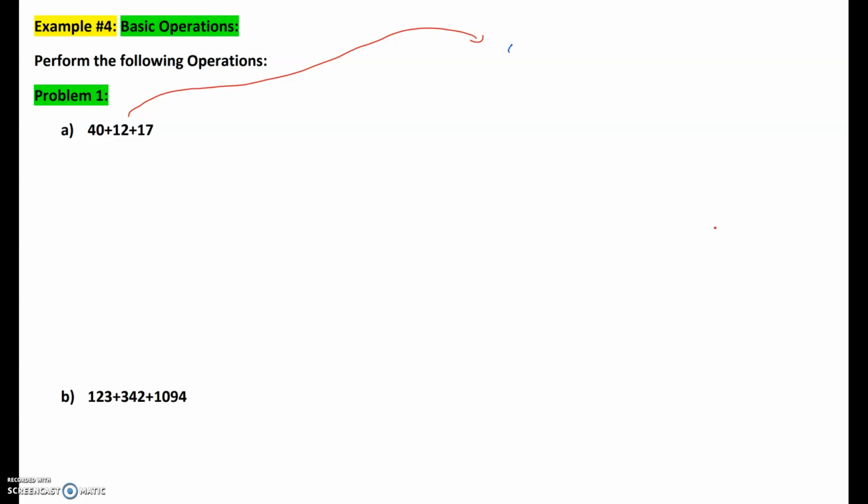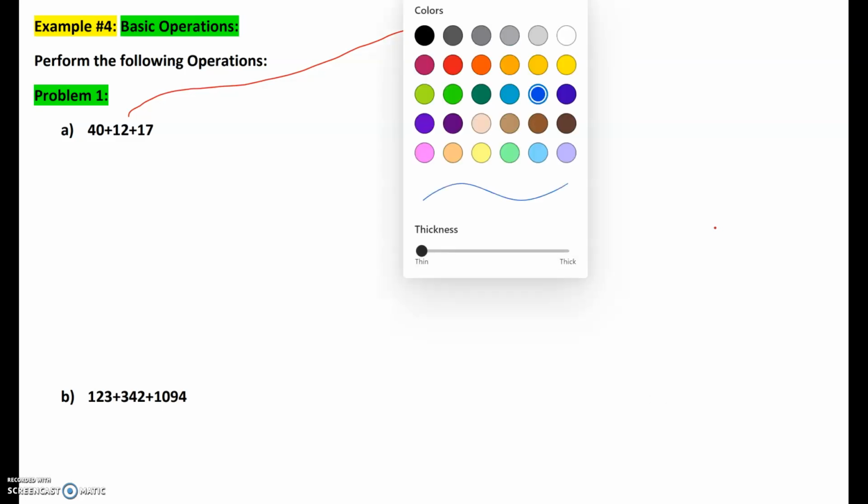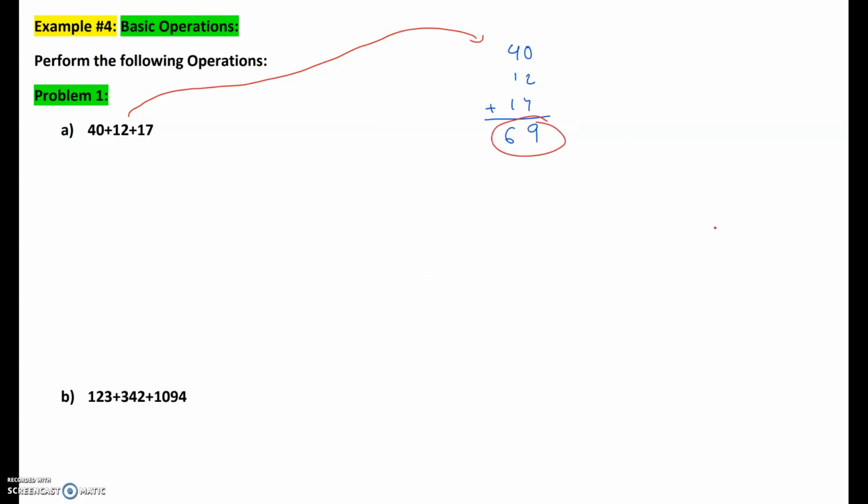So for example, you would be placing the 40, then the 12, then the 17. And the idea is that you're placing them in a format in terms of the magnitude. So you're lining them up in accordance to place value. And then you're just adding vertically. Keep track if you happen to carry a value. 7 and 2 happens to be 9. And then 4, 5, and 6. So the answer for the first one is going to be 69.